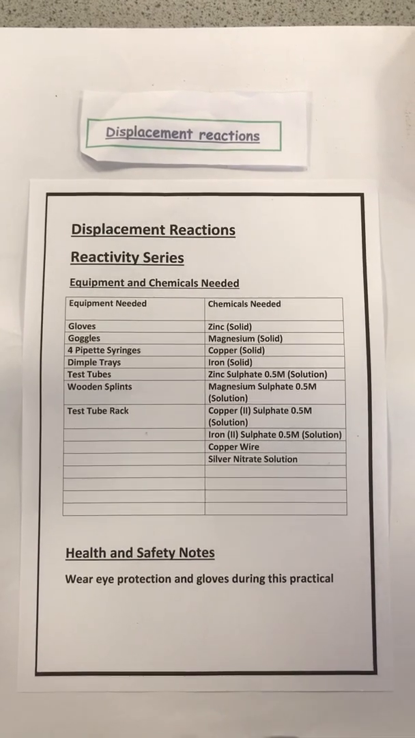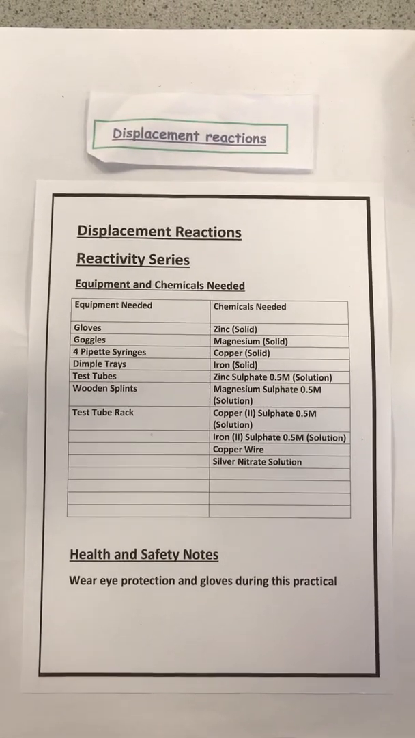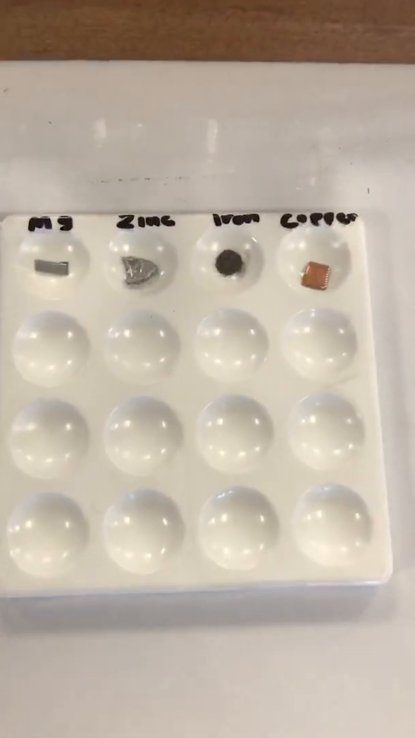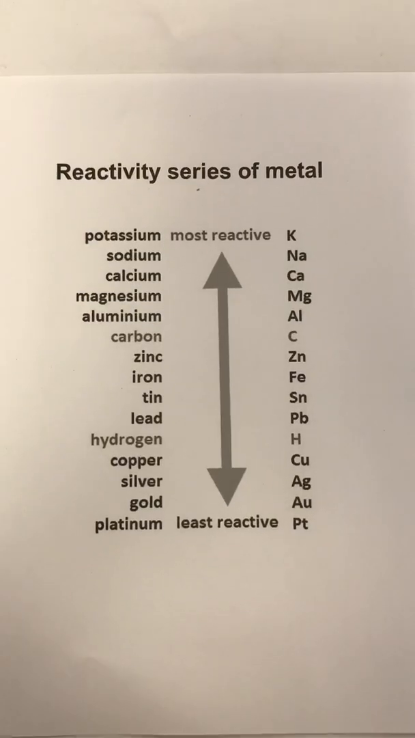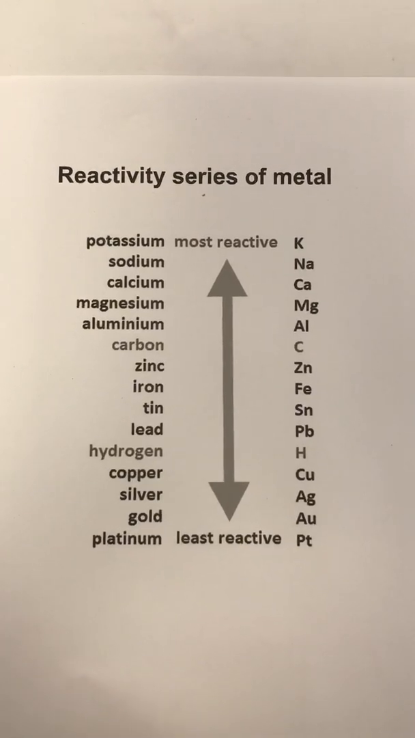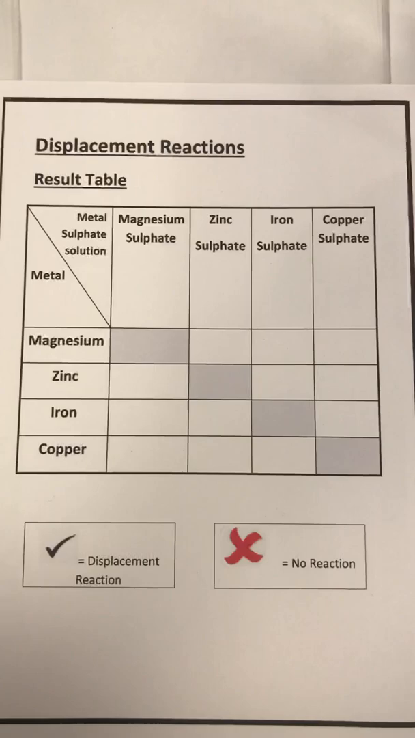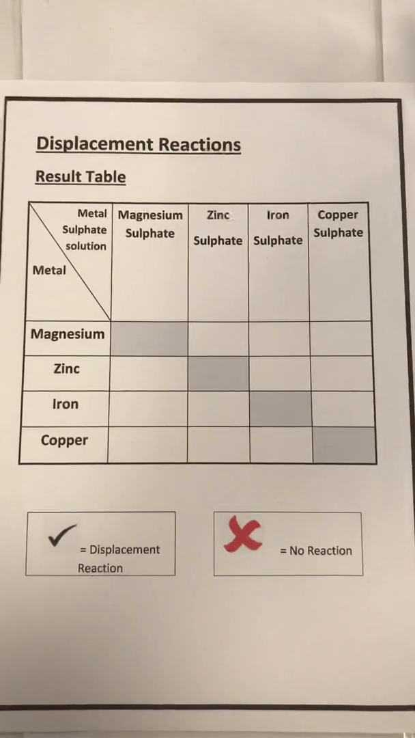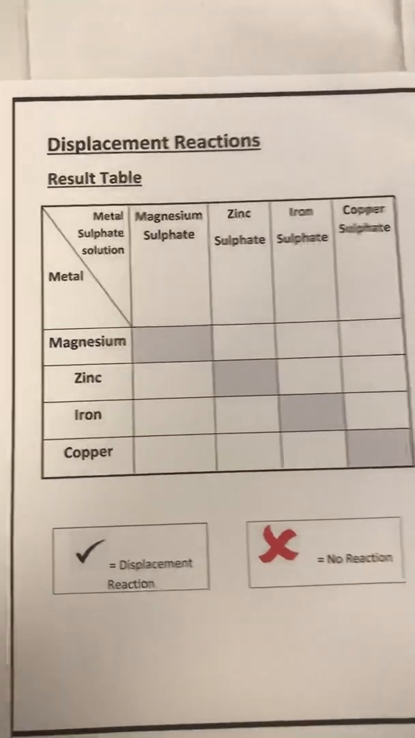In this video, we will show you displacement reactions. Displacement reactions involve a metal and a compound solution of a different metal. You can use a reactivity series and this worksheet to predict the outcomes of each displacement reaction that we are going to perform in this video, and check your answers while watching.